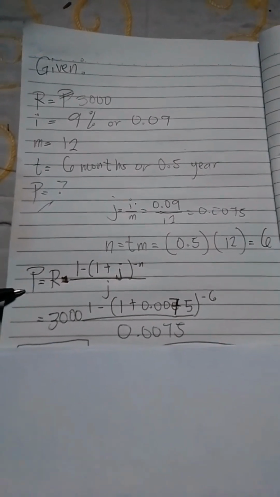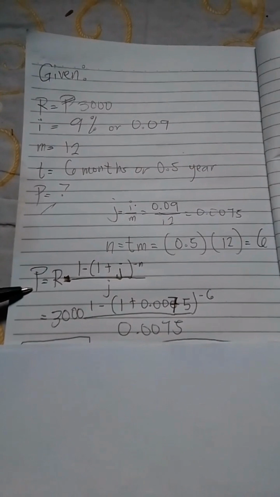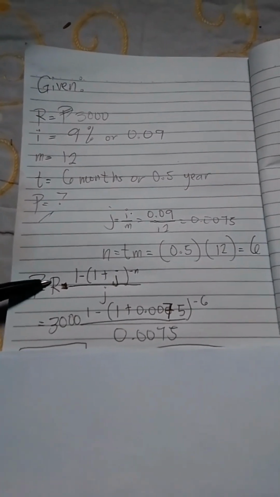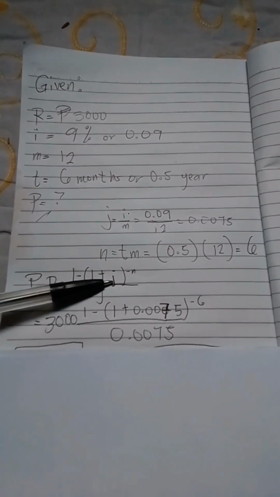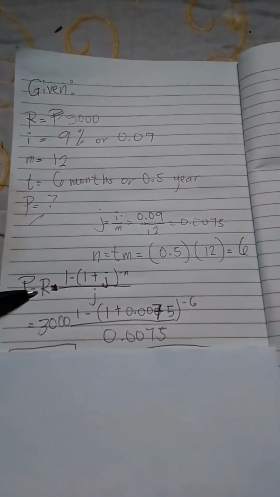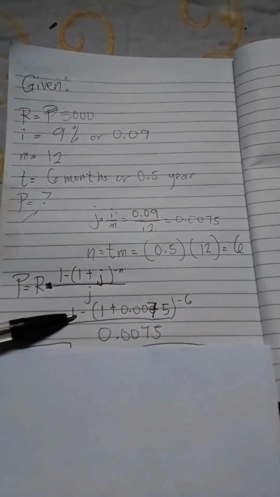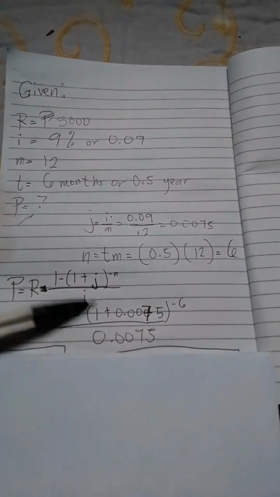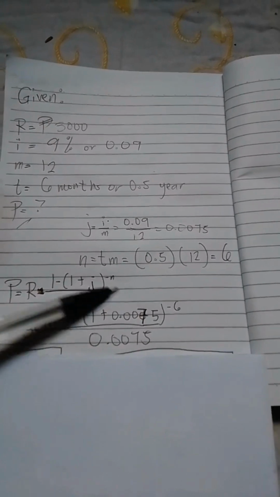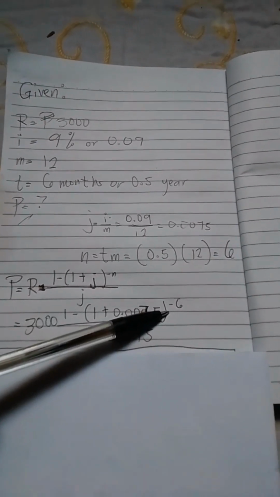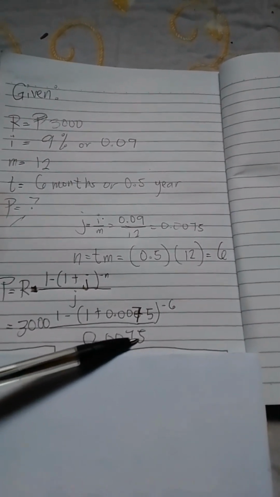Now, let us find the present value. For finding the present value, this is the formula: P is equal to R times 1 minus 1 plus j raised to negative n over j. R is equal to 3,000 times 1 minus 1 plus j, which is 0.0075, raised to n, which is negative 6, over j, which is 0.0075.